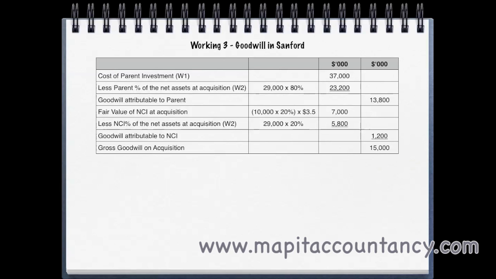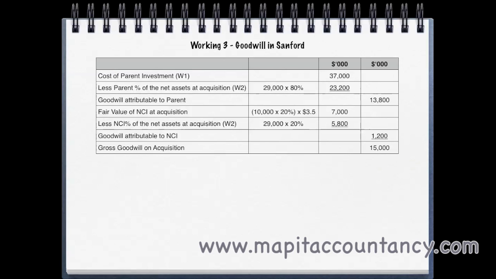Now this is the working that we used in our full course lectures, and the reason that we did that was because if we're asked for full goodwill or gross goodwill, or the value of the NCI is based on the fair value of the NCI at acquisition, any of those terms mean that we'll need to do all of that working. We'll need to get goodwill attributable to the parent, goodwill attributable to the NCI, giving us the gross or full goodwill. Now that's fine, we can use that working or the other one that I'm going to show you to get gross goodwill.